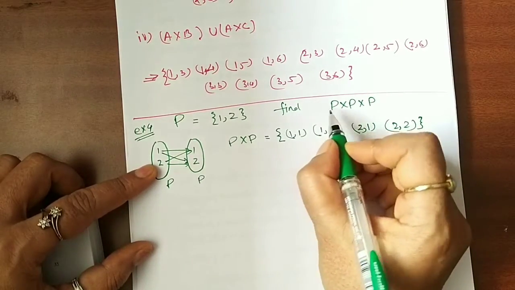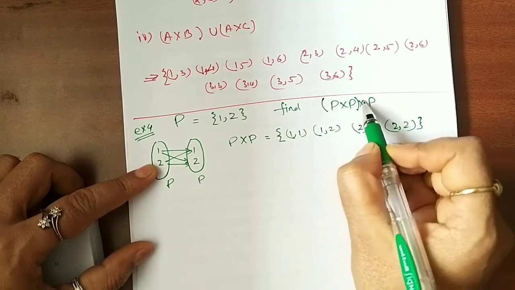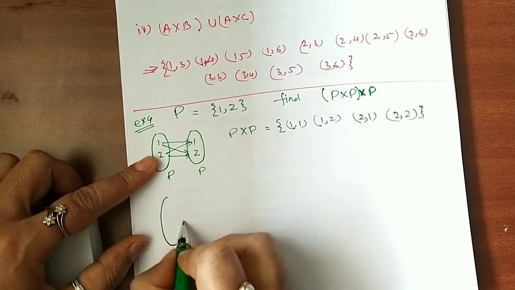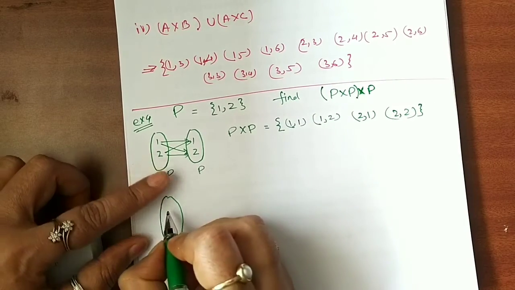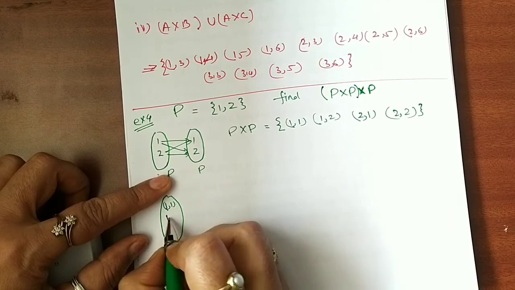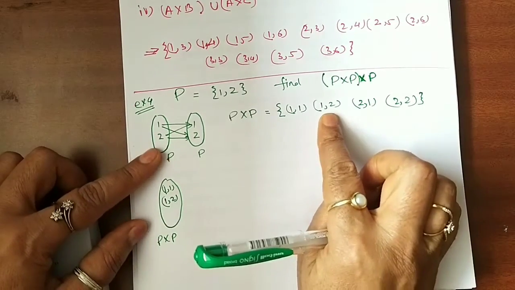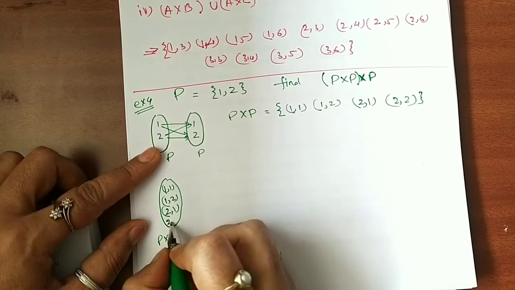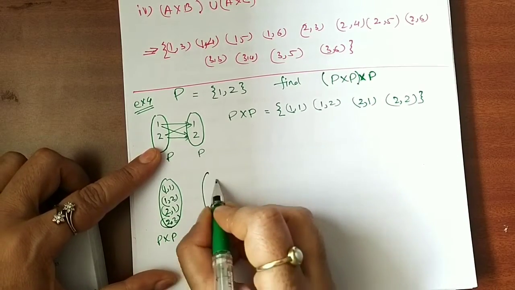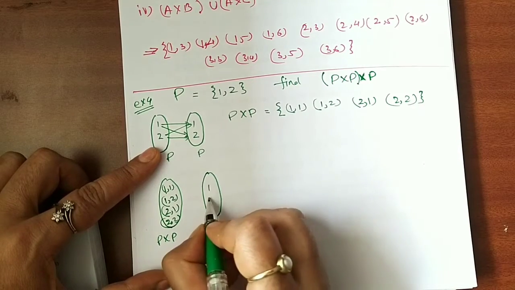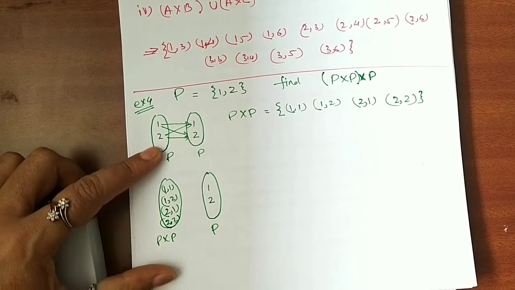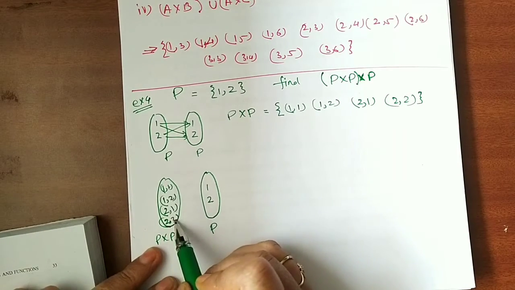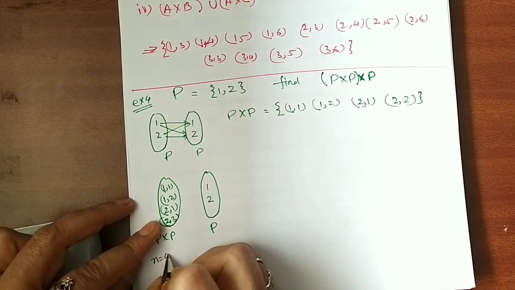But what we have to do? We have to do P cross P cross P. We have to find the cross with P again. That means I got this P cross P, which has (1,1) as the first element, (1,2) as the second element, then (2,1) as the third element, and (2,2) as the fourth element, and I have to cross it with P again, which is {1, 2}. So how many ordered pairs am I supposed to have? See, here are 1, 2, 3, 4 elements, right? n is 4.